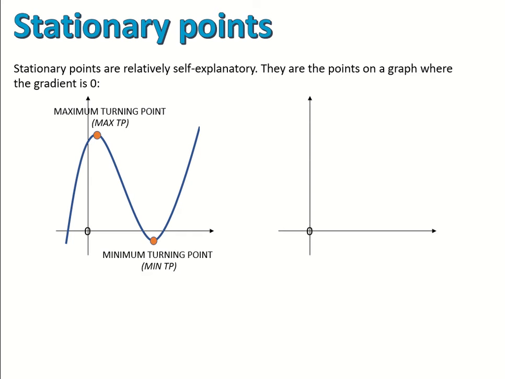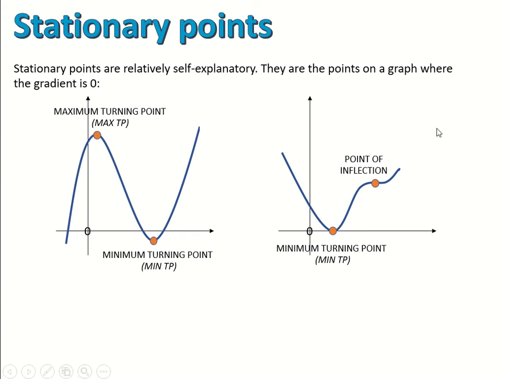Okay, there is a third type. In the second graph, you've got a minimum turning point at the bottom there. But you've also got this point here as a stationary point, and it's what we call a point of inflection. This is what I mean by something going up and then stopping for a minute before continuing up. So these are your different types of turning points, or stationary points: a maximum turning point, a minimum turning point, and a point of inflection.